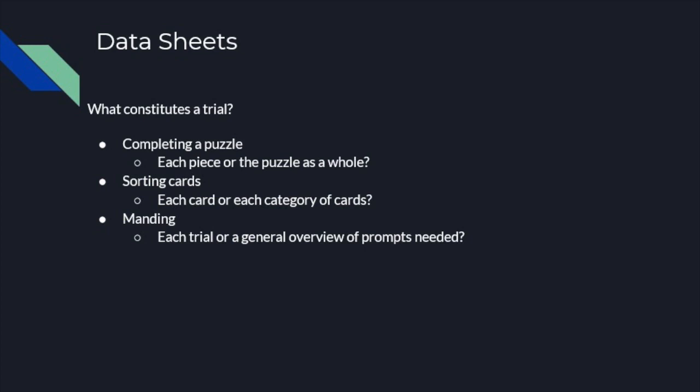Another common example I've seen is with sorting cards. If a child was trying to determine the difference between the colors yellow and red, and they had 6 cards of each color to sort into 2 separate piles, it would be very important to know the independence of each of those cards instead of the categories as a whole. There might be a case where this differs, so if you have questions, please contact your supervisor. Manding would also be an example where each trial is each time a child mands.